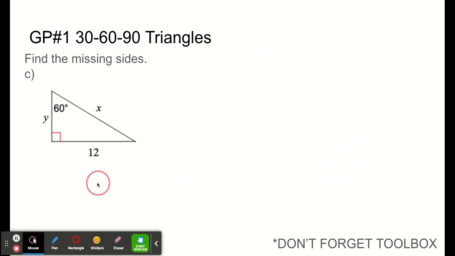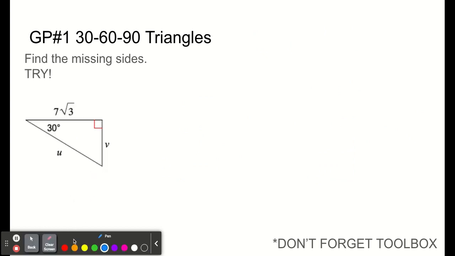I'll give you one more question to try. Please push pause, work through this question, and come back to see how you did. So in your chart, you have your short leg, your long leg, your hypotenuse. For the new triangle, the short leg is v, the long leg is 7 radical 3, and the hypotenuse is u. For the parent triangle, our short leg is 1, hypotenuse 2, and the long leg radical 3.